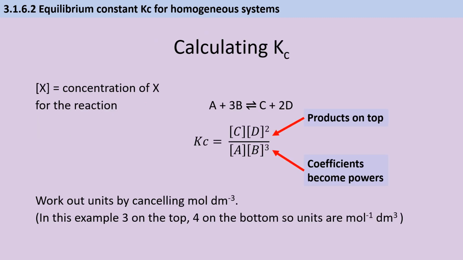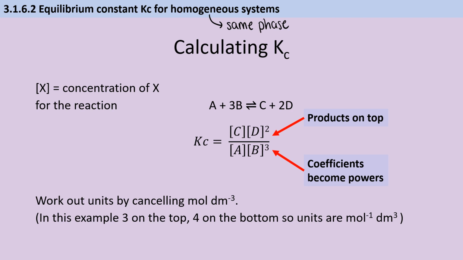You need to be able to write a Kc expression for systems where everything is in the same phase, so either everything is a gas or everything is a solution. The first thing you need to be able to do is write an expression for Kc. We're using concentration, which we show using square brackets. The products go on the top of the expression and the reactants are the denominator, and the coefficients in the symbol equation are going to become the powers in that expression.